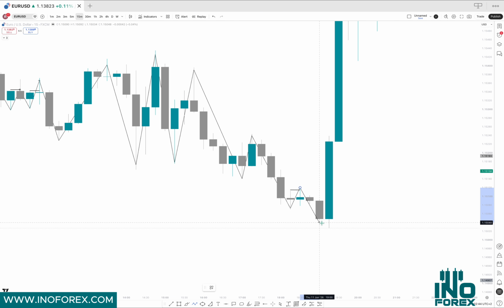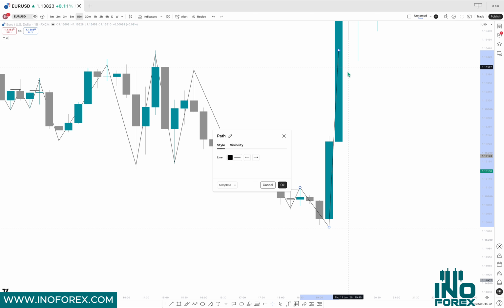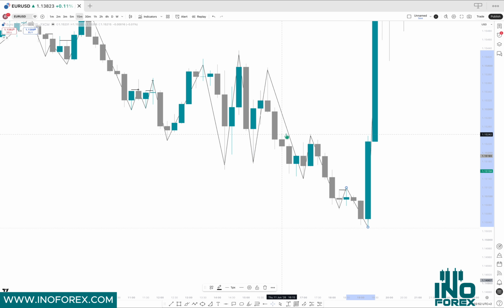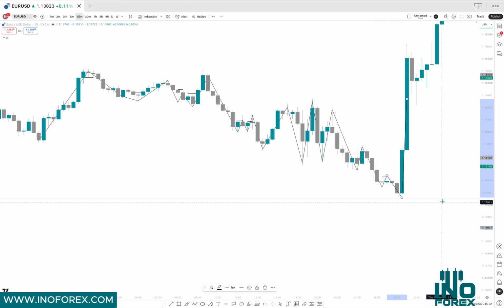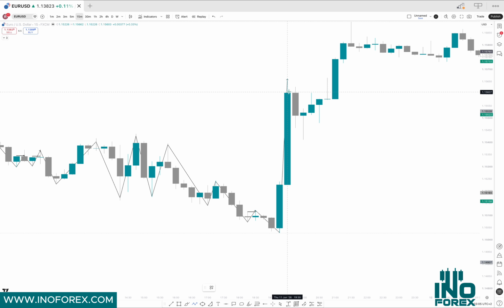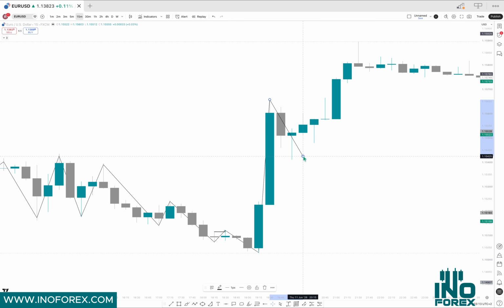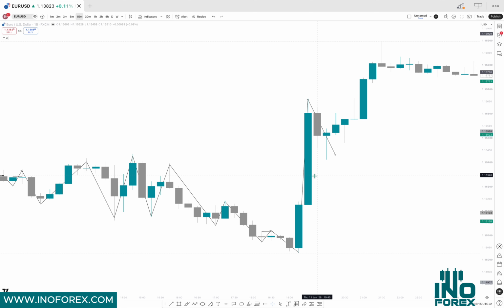Again market pushes to the downside and then market again creates a pullback. Again market creates another pullback. So let me show you something. This is not a valid pullback. Why?